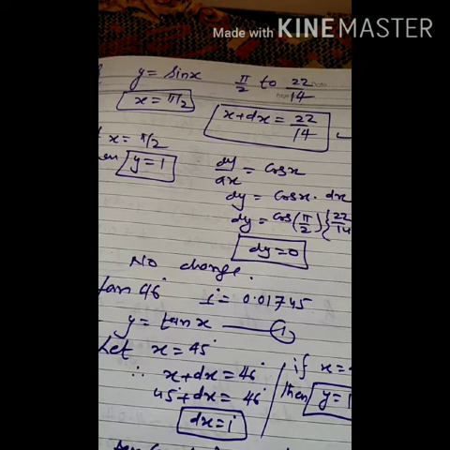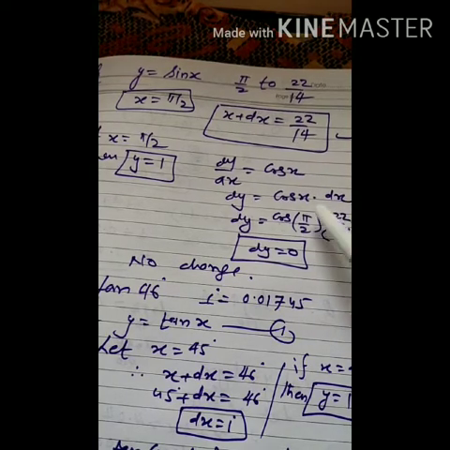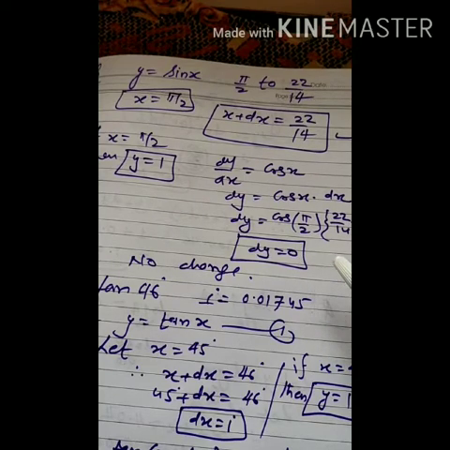Now differentiate y equals sin x. We will get dy over dx equal to cos x. Now do the cross multiplication. So put the value of x here. Cos pi by 2 is 0. So 0 into something is 0. The value of dy is 0. This shows that there is no change in y. So no change in y.